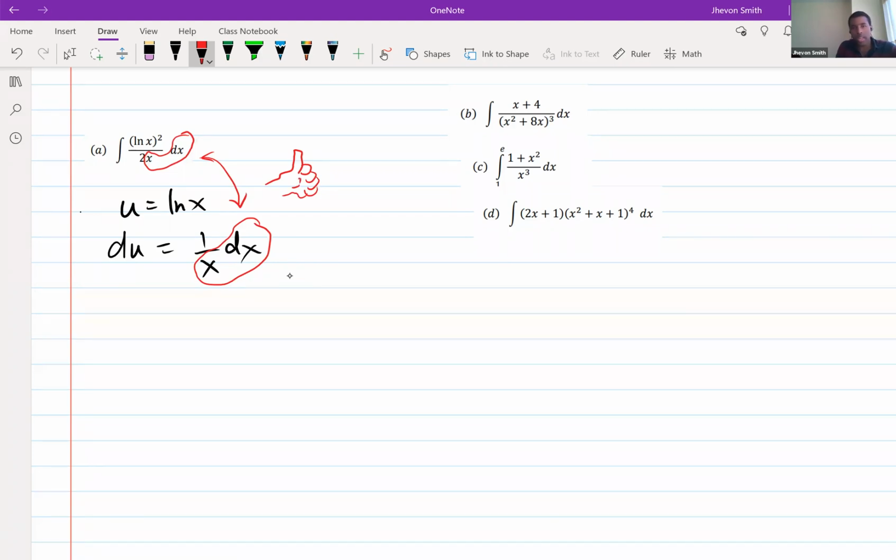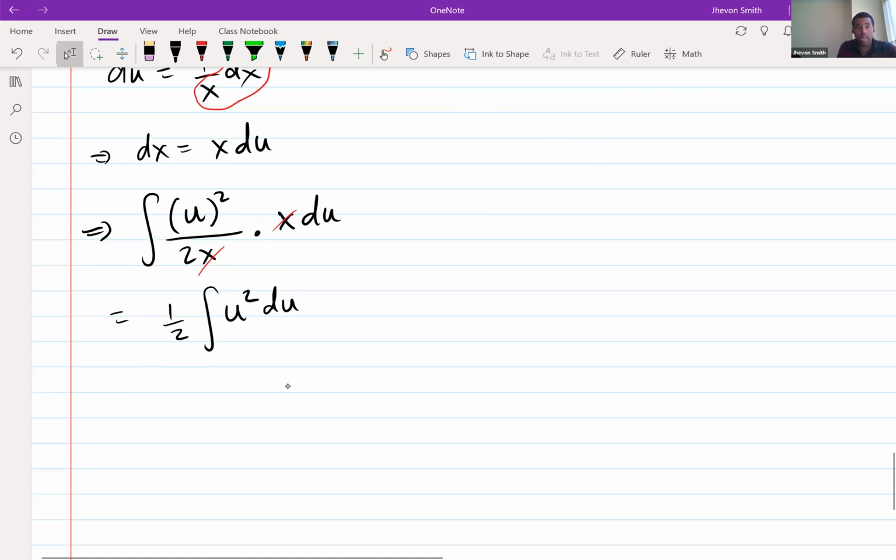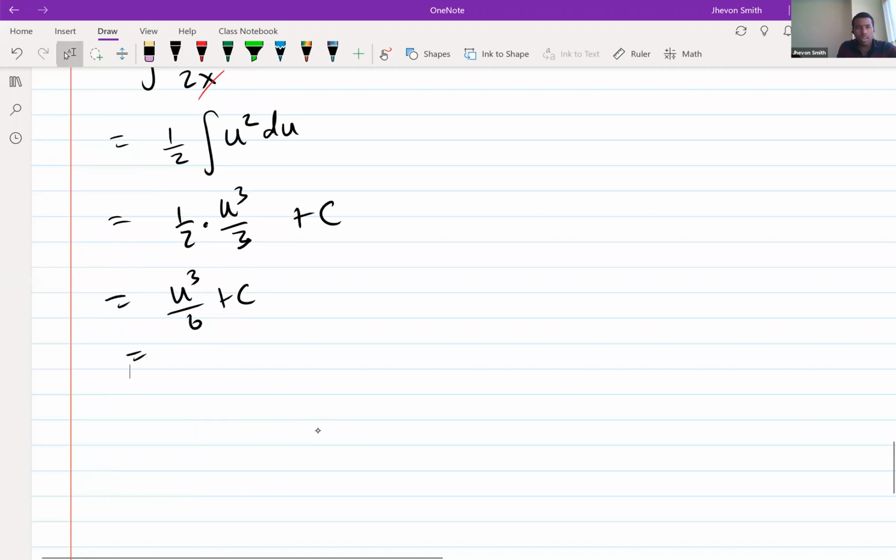Right? So it looks complicated, you don't have a rule for that, but you can pick this thing, and when you differentiate it, you get something similar. So what you do is you solve for the dx, this will be x du, and then you plug that into the integral. So your ln of x is u, so that's u squared, over 2x, didn't change, and your dx is now x times du. Now your x's cancel, and you can factor out this 2, so the 1/2 comes out, and you just have u squared du. And then now that's easy, that's just the power rule. So it's u cubed over 3 plus c. So that's u cubed over 6 plus c. And then you just actually plug the ln back in.